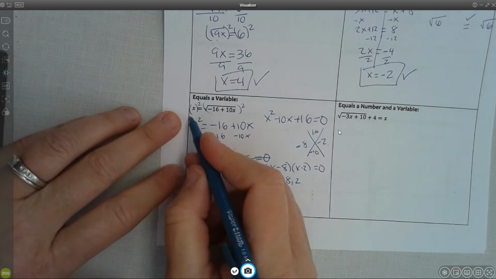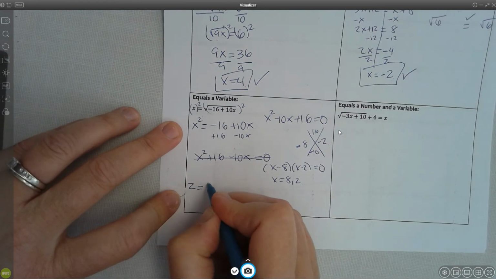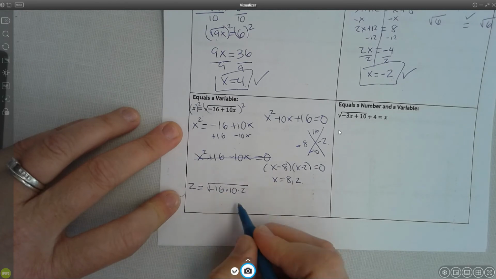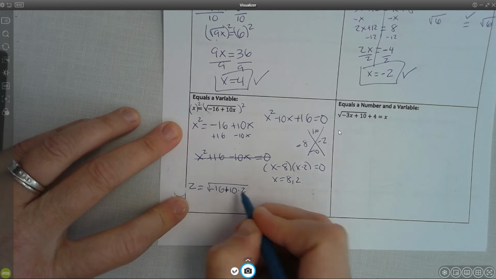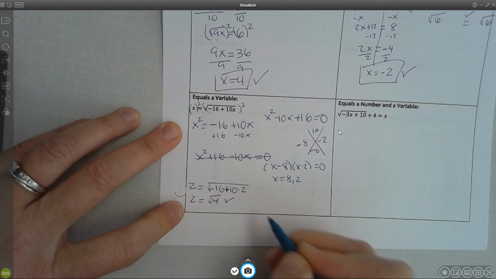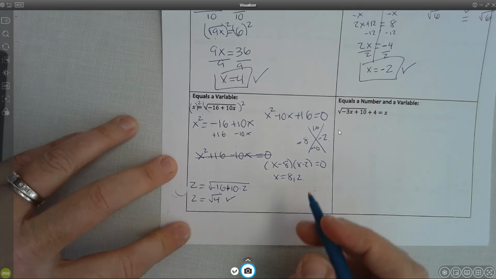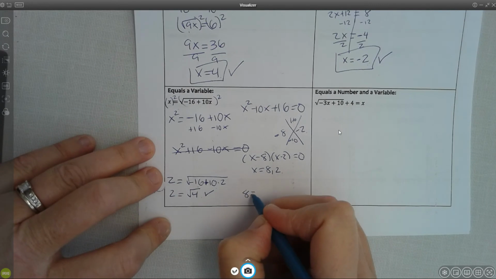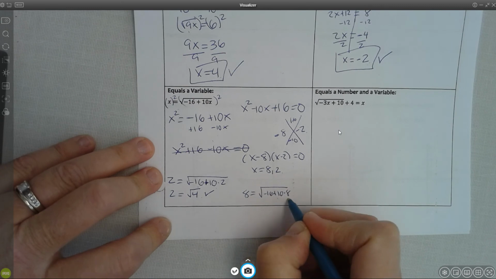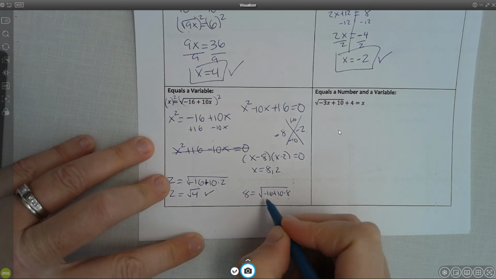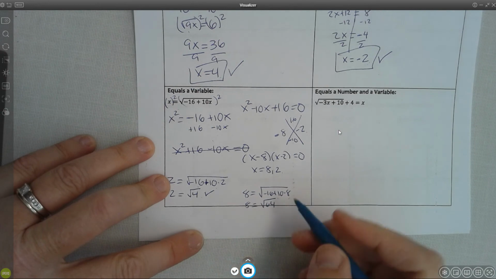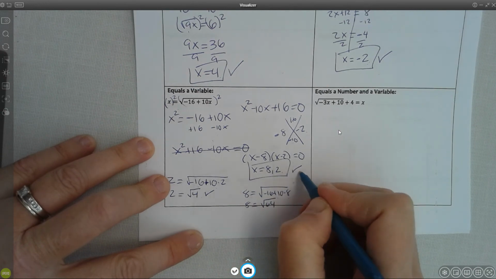So you're going to want to plug that back in. Does 2 equal the square root of 20 plus negative 16? 20 plus negative 16 is 4. 2 does equal the square root of 4. Now let's check 8 to make sure it also works. So we're going to do 8 equals. So do 10 times 8 first is 80. 80 minus 16 is 64. And 8 does equal the square root of 64. So both of these work.